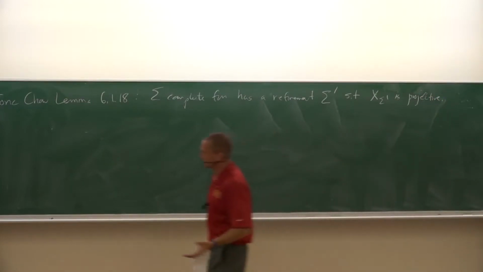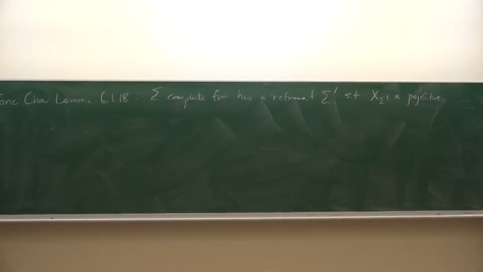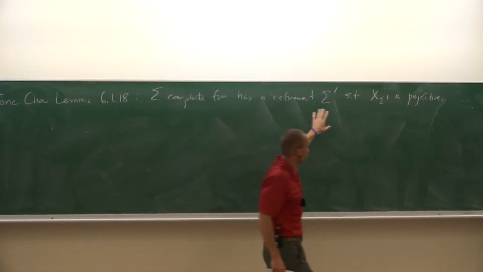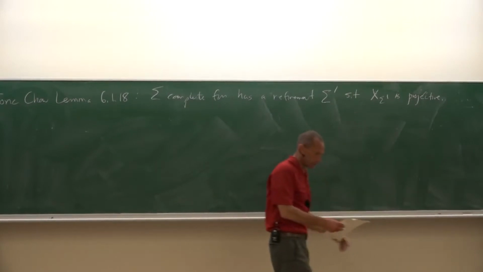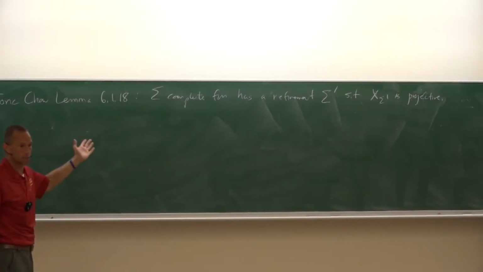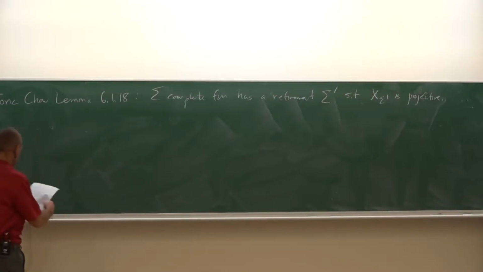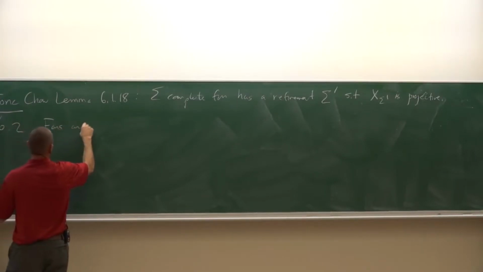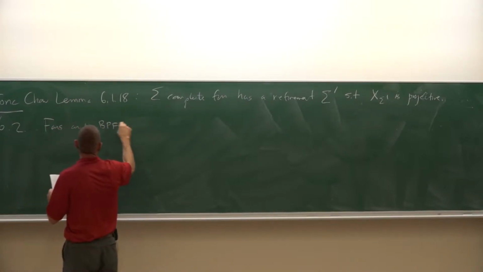So even though this was not projective, I can refine my fan in such a way that I get a refinement such that it's projective. And remember, what this means is that we have maps, right? So when I refine the fan, I get a corresponding map of toric varieties. So that's the end of 6.1. 6.2. These are fans and base point free divisors.